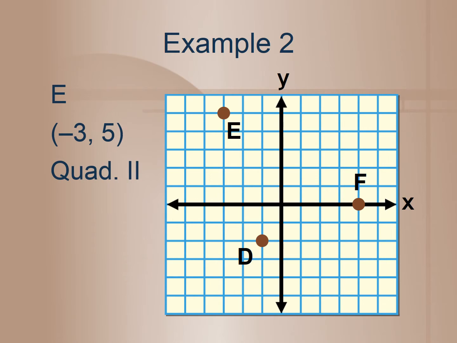Point E, you had to go 3 to the left, so that's -3 for your x coordinate, and then you had to go up 5, so that's 5 for your y coordinate, and that's in quadrant 2. And then point F, you had to go to the right 1, 2, 3, 4, so your x coordinate is 4. You didn't have to go up or down though, so your y coordinate is going to be 0. And this is actually not in a quadrant, it's going to be on the x-axis, right? It's on the x-axis.